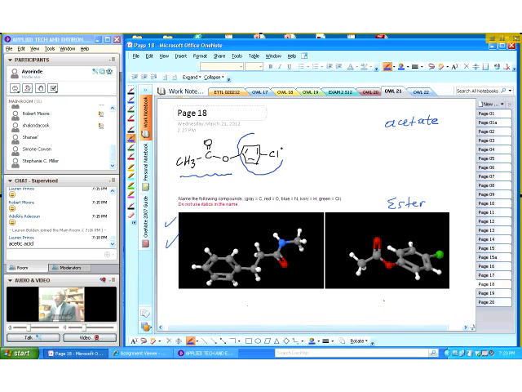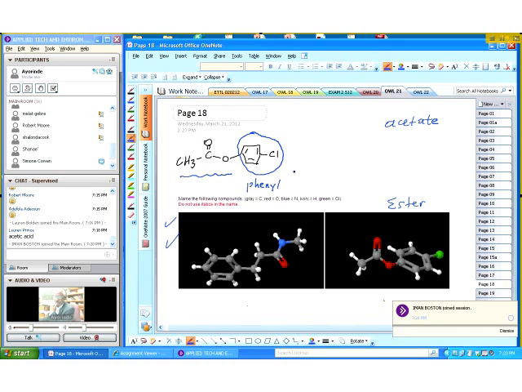Now we need to name this part of the molecule. How will you name this part of the molecule? If the chlorine was not in there, we would call it phenyl. Now that we have the chlorine there, how will you name it? The chlorine is in the 4th position. So we have 4-chlorophenyl.